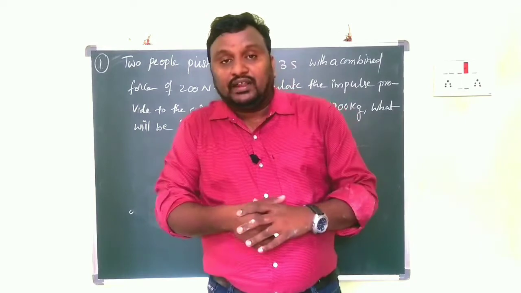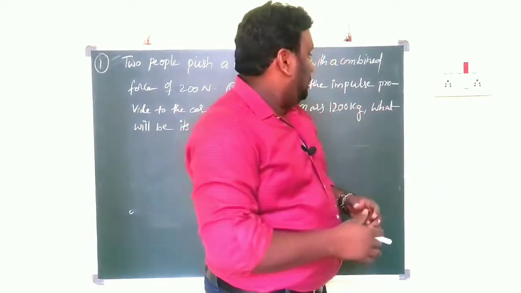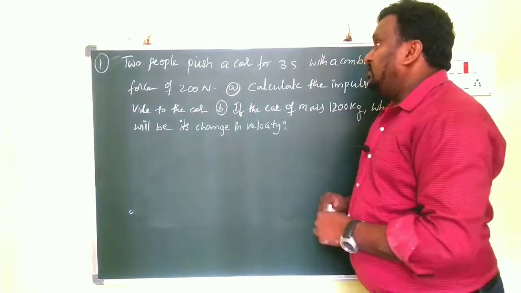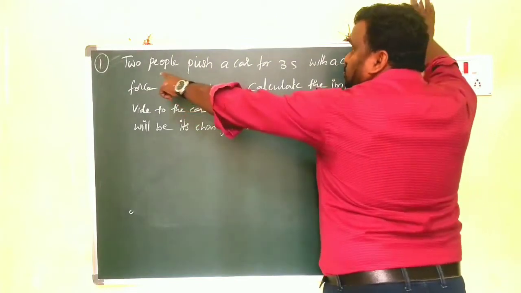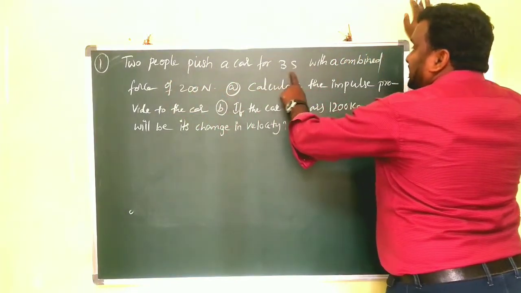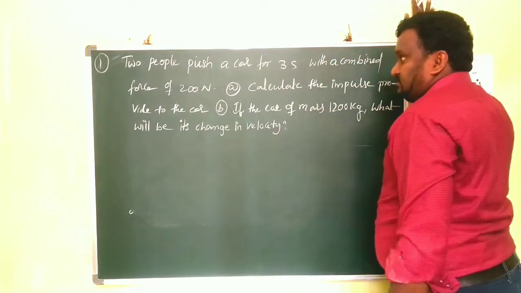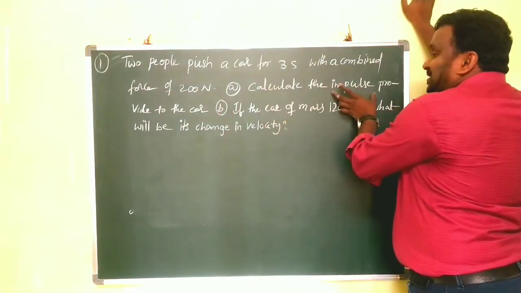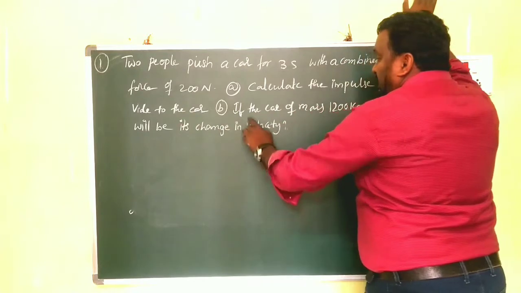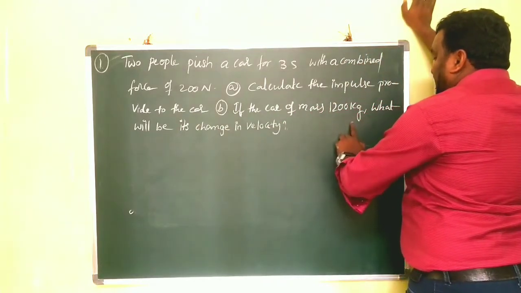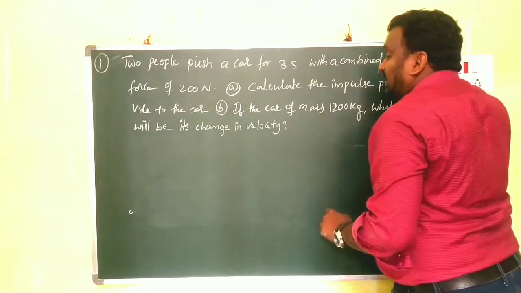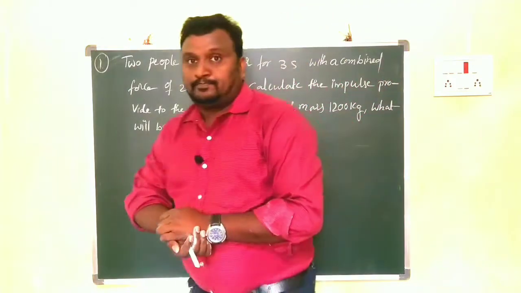On the board, one problem is there. Let us go for that. What's the problem? We have to check. Look here. Two people push a car for 3 seconds with a combined force of 200 newtons. Calculate the impulse provided to the car. If the car has a mass of 1200 kg, what will be its change in velocity?